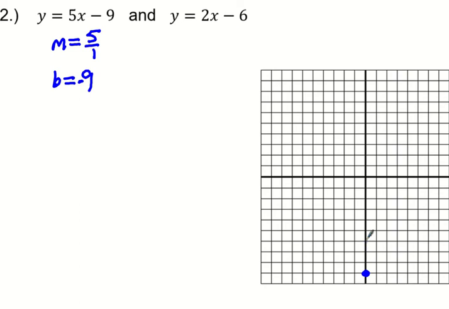So 1, 2, 3, 4, 5 over 1. The other one would have a slope of 2/1 and a y-intercept of -6. So 1, 2, 3, 4, 5, 6. And, oh, already got it.